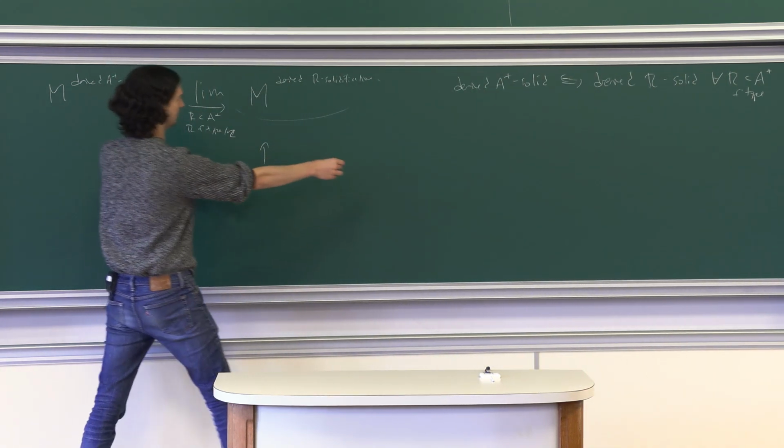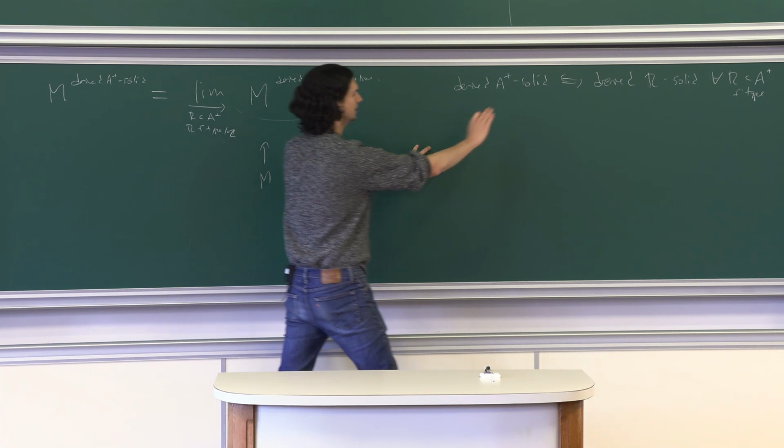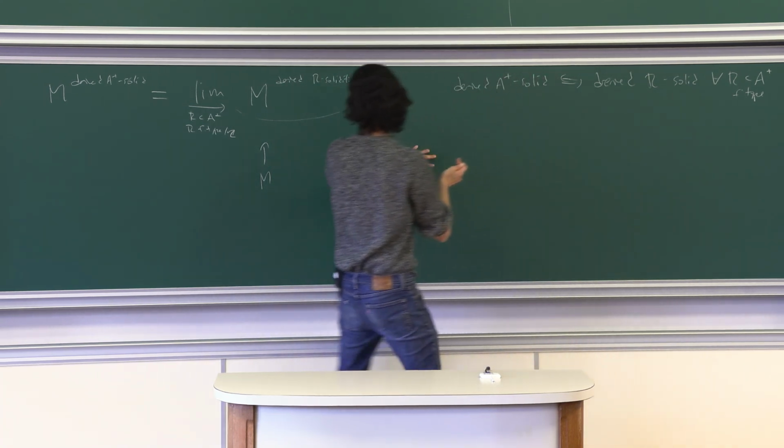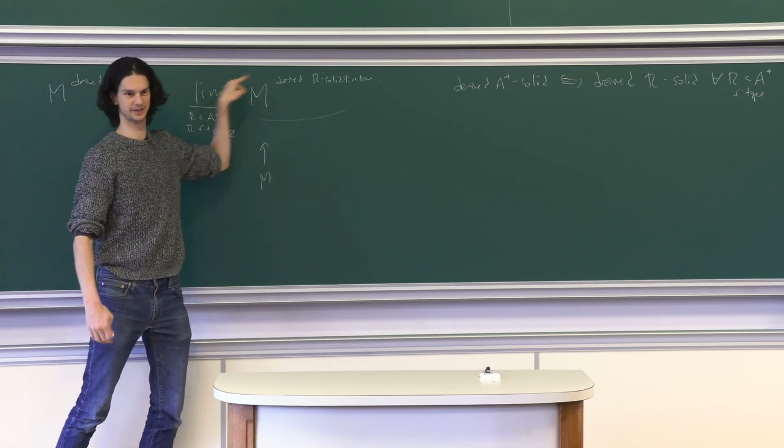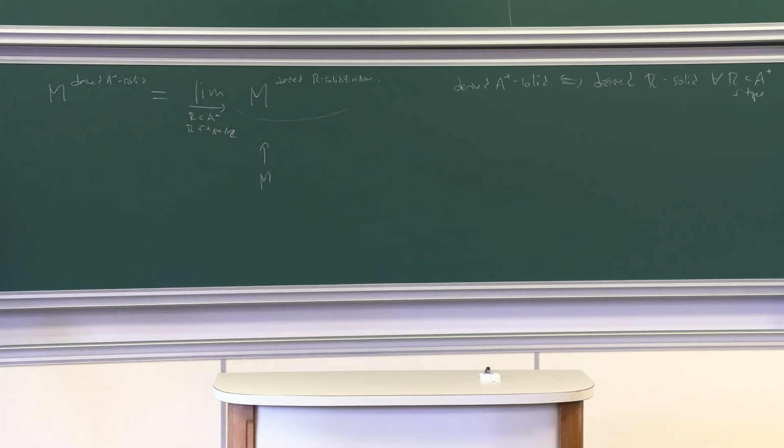And then if you map out to something A plus solid, then in particular it's R solid for every R, and by a similar argument you see that there's no difference on maps from M to this filtered colimit or to this. Okay?